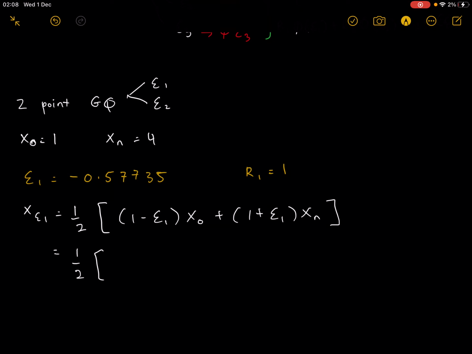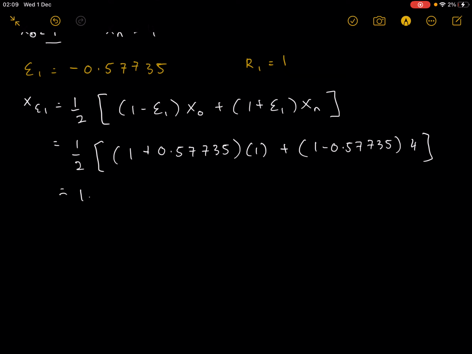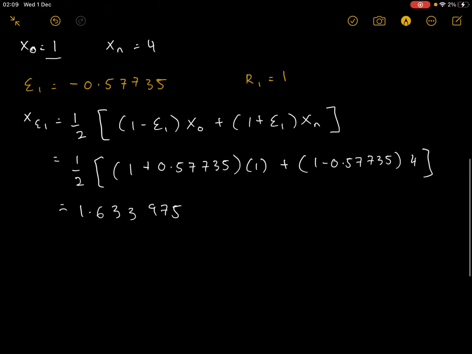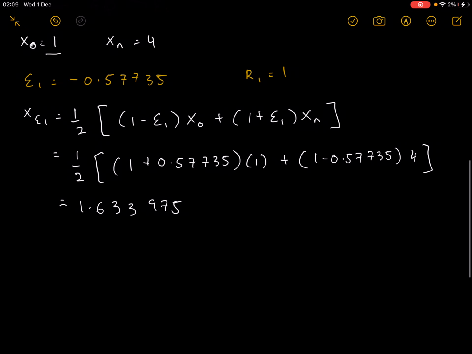Okay, so we input all of the information that we have. 1, because negative meets with negative, so it becomes positive 0.57735 multiplied by x0, so x0 value is 1, so multiply by 1, plus 1 minus 0.57735 multiplied by 4. We'll get the answer of 1.633975.